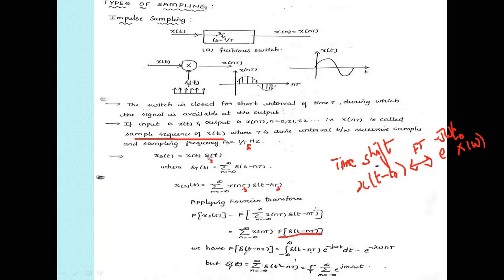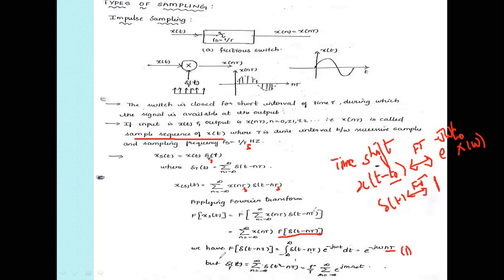The Fourier transformation of delta of t minus nT is e power minus j omega, where instead of t naught there is nT, into x of omega. What is x of omega? It is the Fourier transformation of delta of t. What is the Fourier transformation of delta of t? It is 1. So the Fourier transformation of this delta function is e power minus j omega nT into 1. Got it, my students?